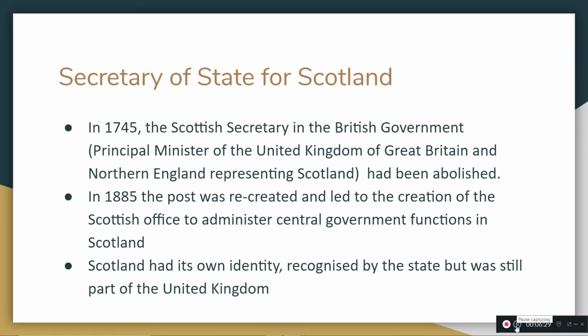So again, following the failed Jacobite Rising of 1745, the post of Scottish Secretary in the British government had been abolished. But in 1885, the post was recreated and led to the creation of the Scottish Office to administer central government functions in Scotland. So at that point, Scotland had its own identity and was recognized by the state, but was still part of the United Kingdom.